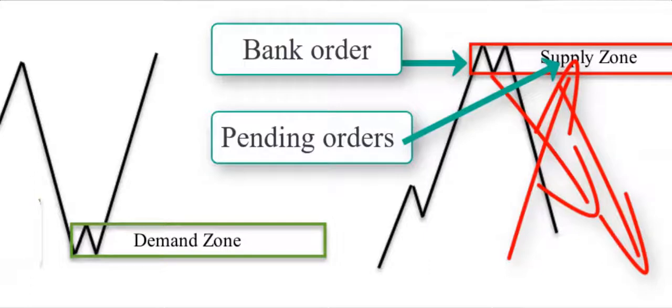Other financial institutions will note this strong move down. They identify the supply zone, and when the market returns to the zone, they will enter the market as well. This way, we can see a strong move down when prices approach this area.